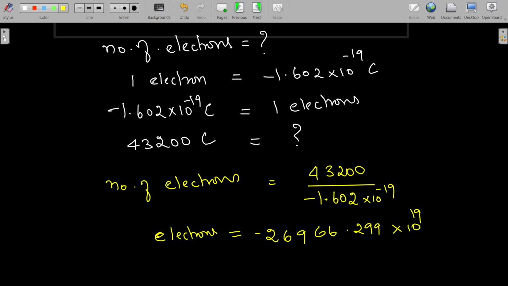If you just want the number of electrons, you can take it as 26,966.299 into 10 power 19, or you can also write it as 2.6966 into 10 power 23 electrons. Okay, so this is our answer.